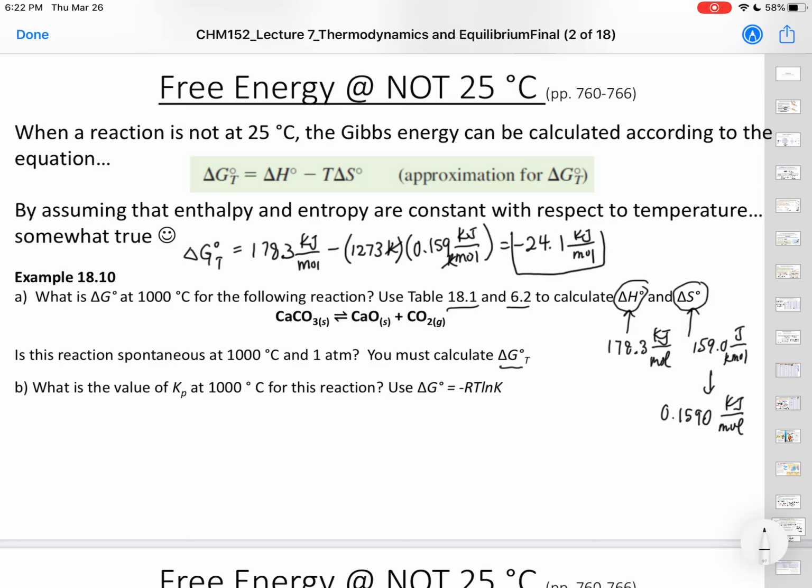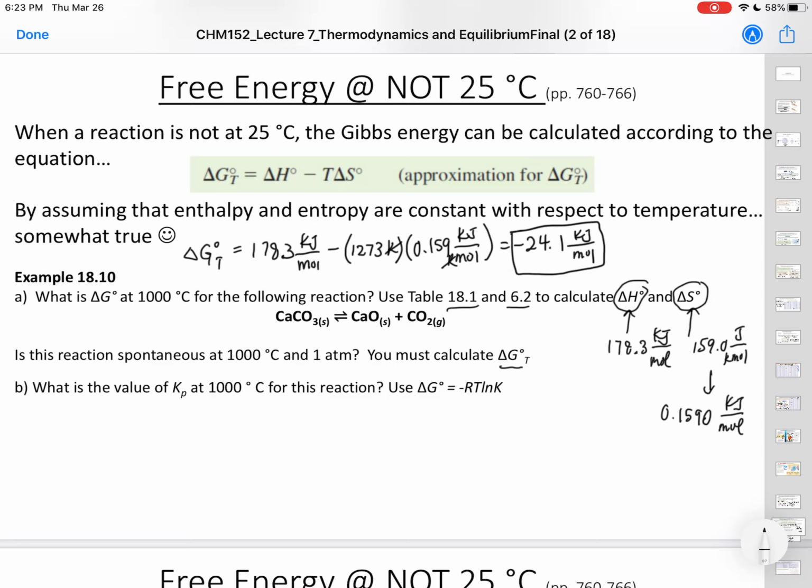And so this comes out to minus 24.1 kilojoules per mole. Okay. So if you raise the temperature a lot, obviously you are making the delta G value more negative. And so basically you can make it spontaneous by raising the temperature to like 1,000 degrees Celsius. Of course, you have to figure out a way to raise your reaction to 1,000 degrees Celsius.